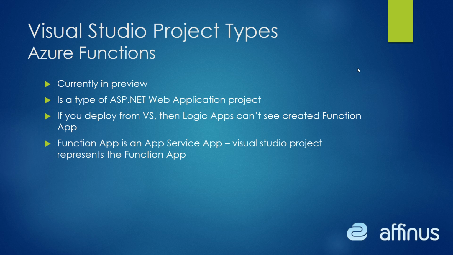So a function app is an app service app. The Visual Studio project represents the actual function app, and then you have multiple functions inside the function app.